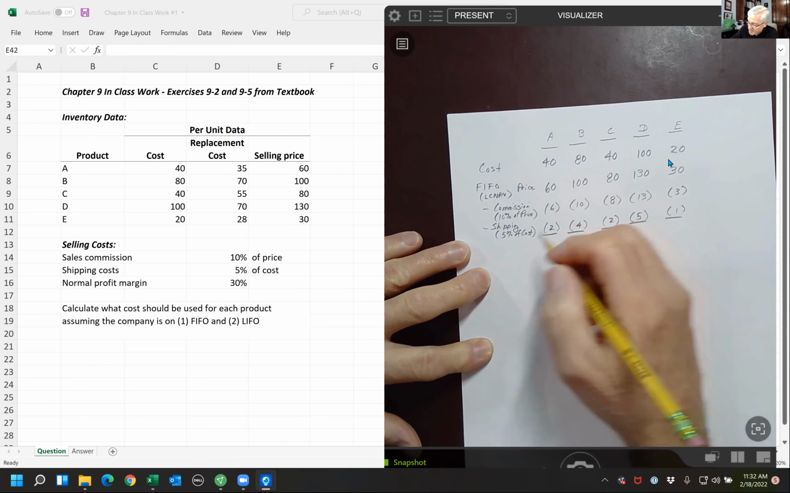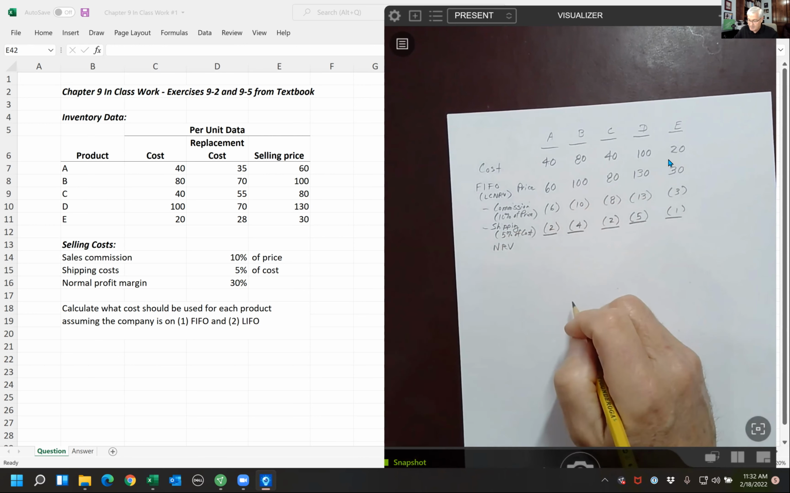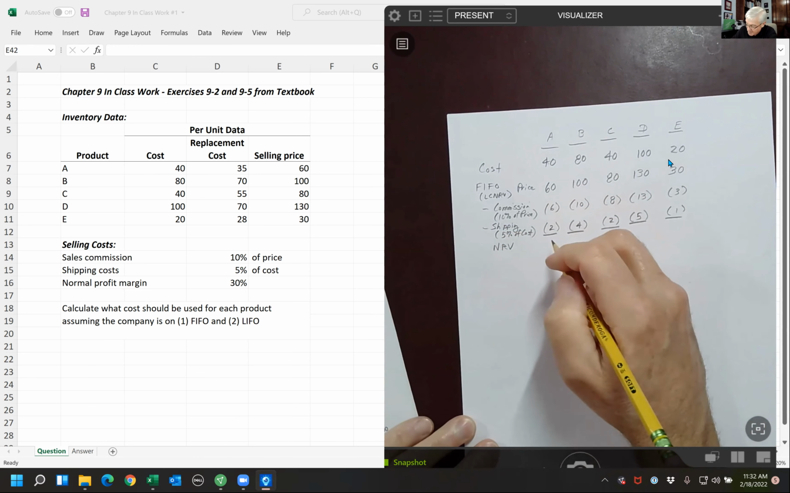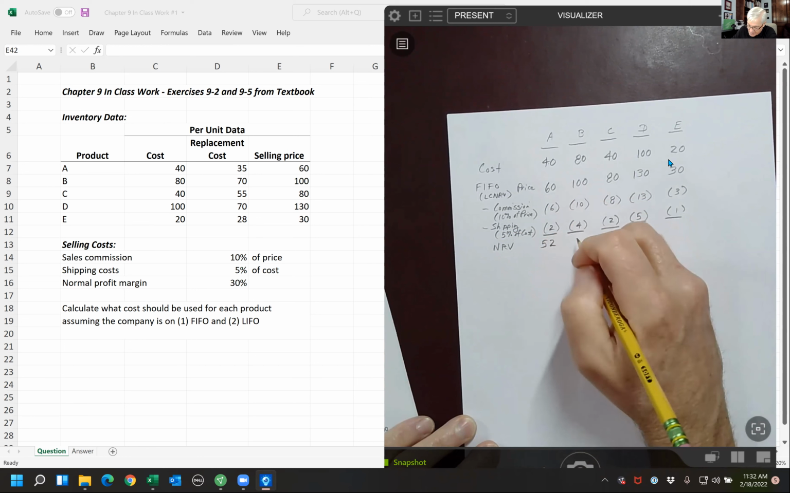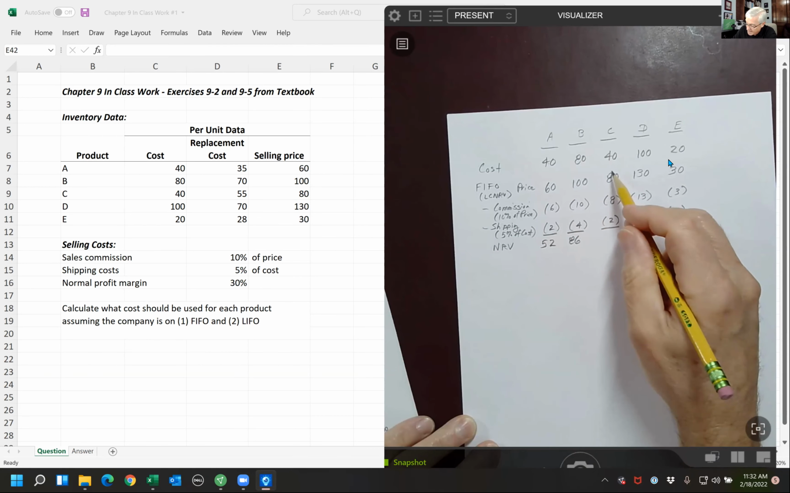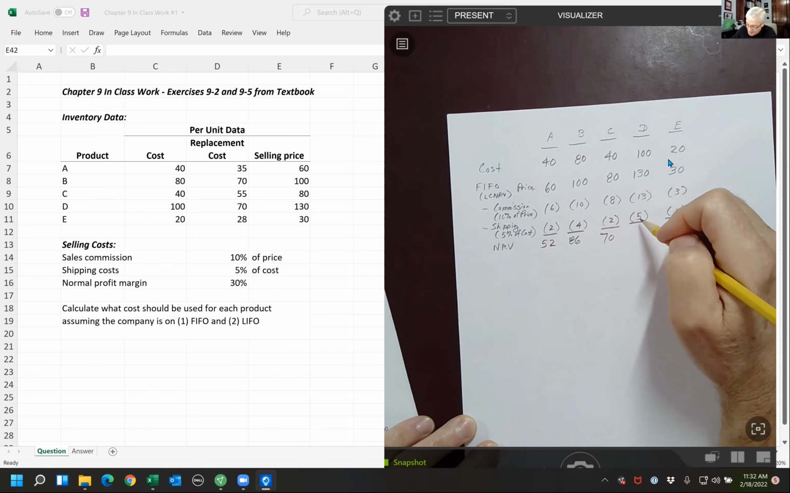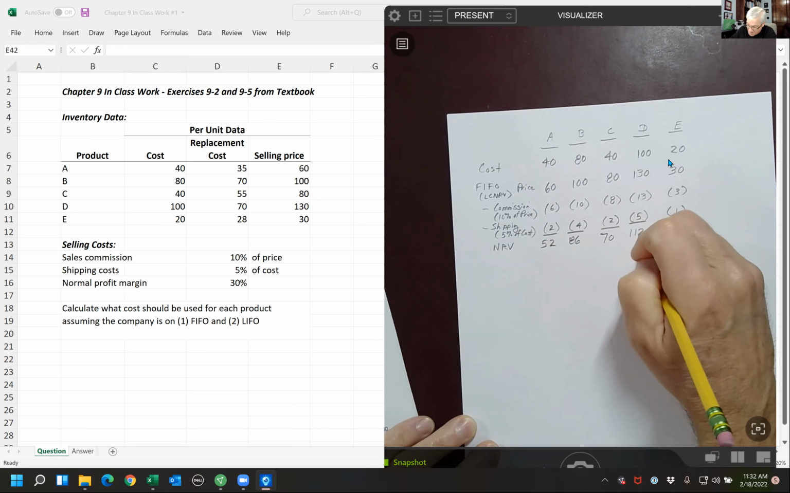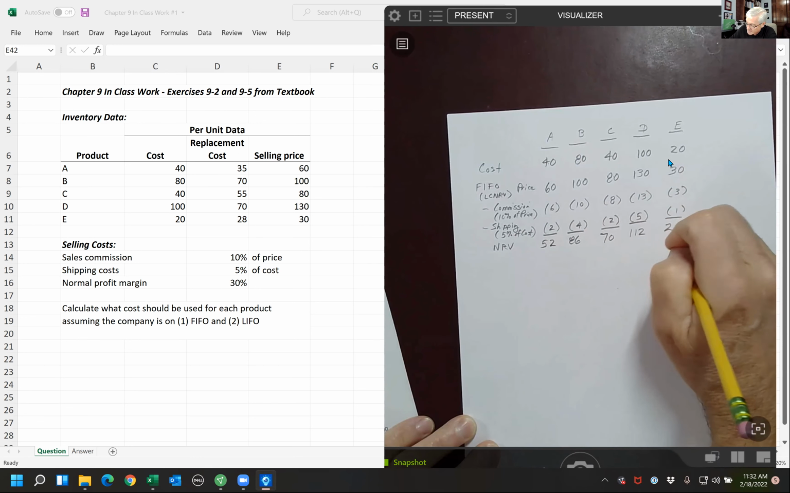Price minus the cost to sell, and so we can understand our NRV. 60 minus the 8 cost, 52. 100 minus 14, 86. 80 minus 10, 70. 130 minus 18, 112. And then 30 minus 4, 26.